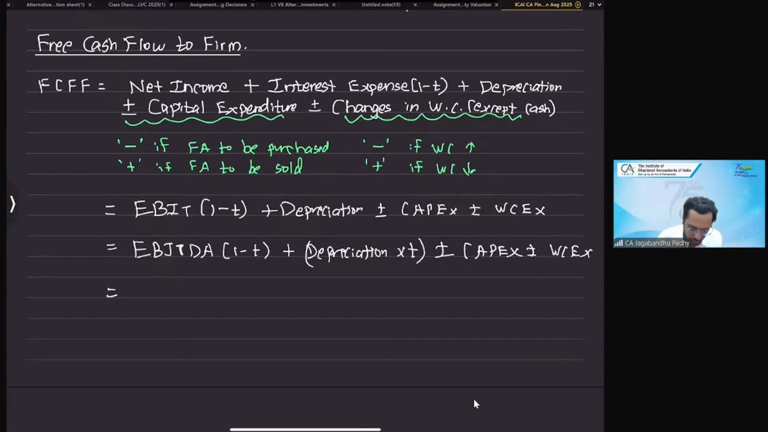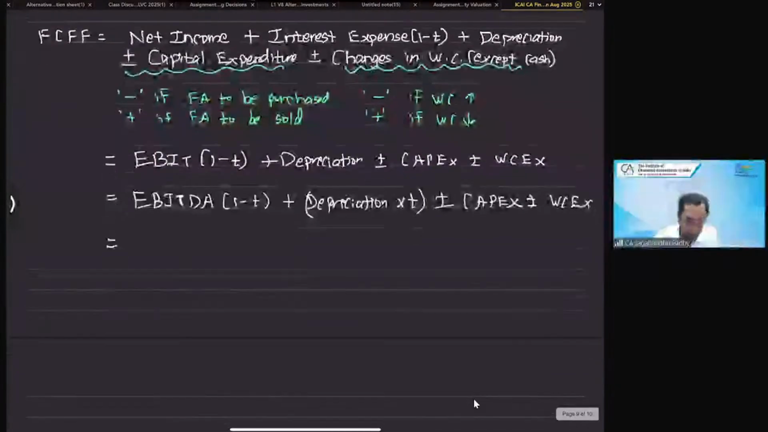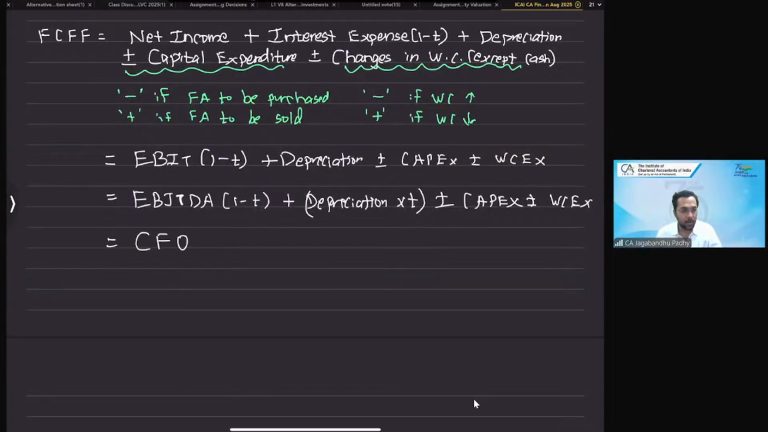Okay. One more way of getting this free cash flow for the firm is to take cash flow from operations. This is from the cash flow statement, right? And then we just add over here interest expense into 1 minus T, which is post-tax, right? And then less the capital expenditure. Because understand, when you're looking at cash flow from operations, you've already accounted for working capital expenditure in this, right? So depending on whichever approach is available for us, you can pick up any one of these formulas.